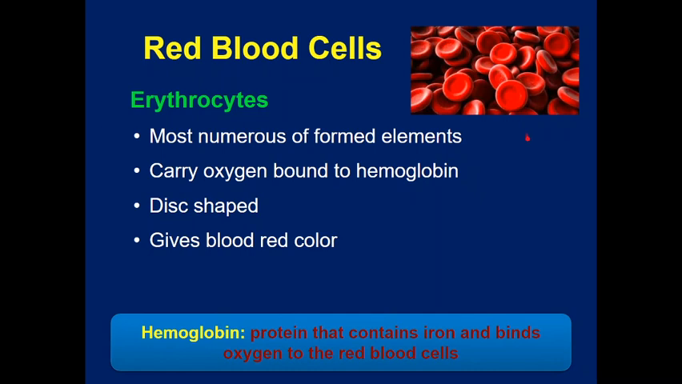They're packed filled with hemoglobin. That's one of my favorite proteins. It is what allows oxygen to be dissolved in blood. So hemoglobin binds to oxygen. These erythrocytes are disc-shaped. They're biconcave, which means they kind of look like a donut. And they give blood that red color. So hemoglobin, that protein, it has iron. Iron's the key component that allows oxygen to bind.